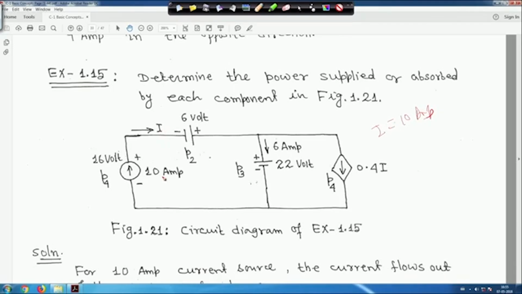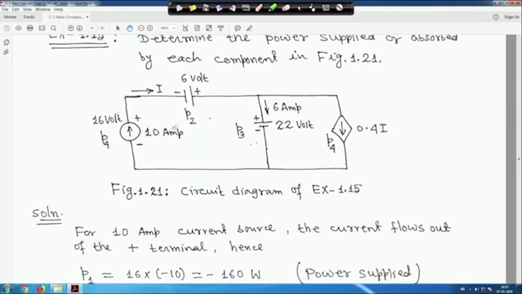Now, this 10 ampere is leaving the terminal of this 16 volt source. So, 10 ampere current is leaving the positive terminal, which means power is supplied. This is a current source, and the 10 ampere current is entering the negative terminal of the 6 volt source.